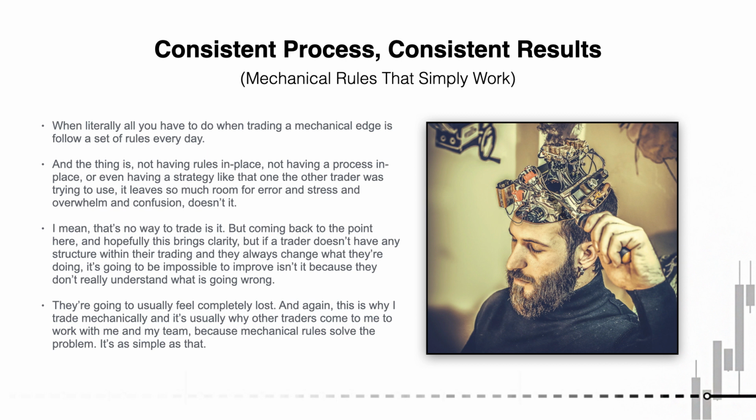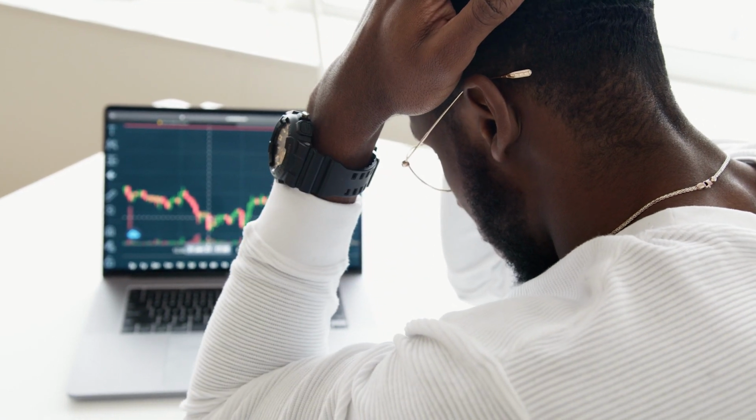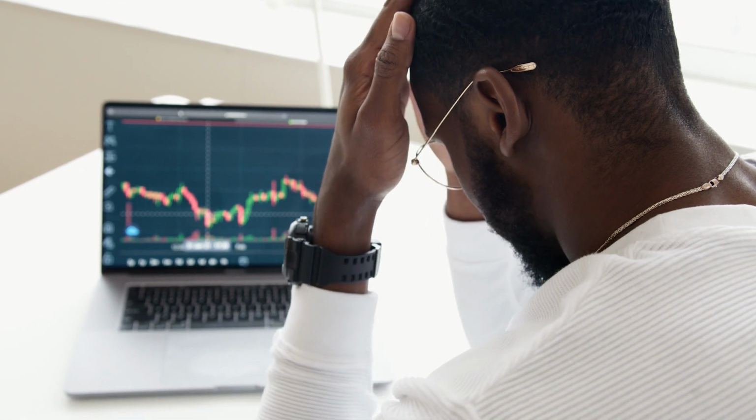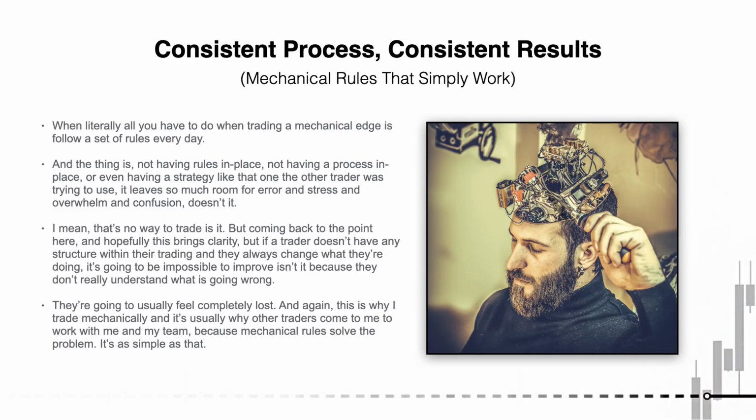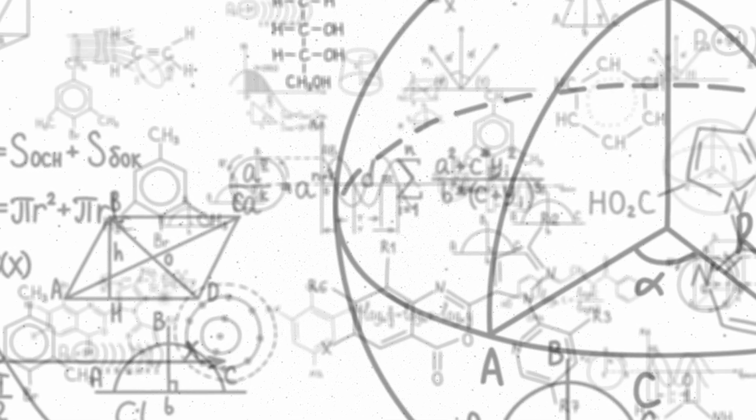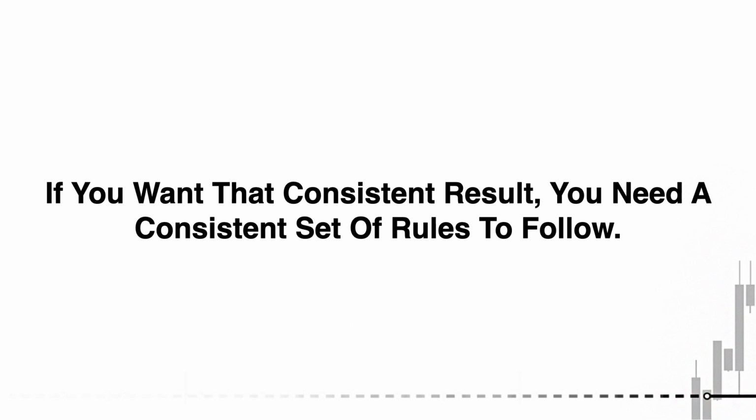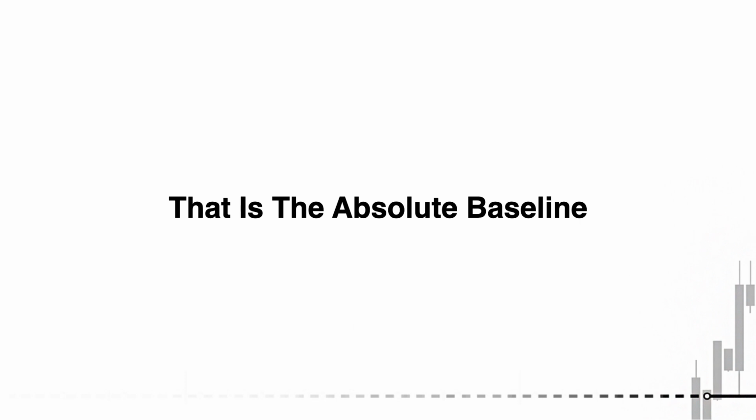So coming back to the point here, and hopefully this brings clarity, if a trader doesn't have any structure within their trading and they always change what they're doing, it's going to be impossible to improve, isn't it? Because they don't really understand consistently what is going wrong. They're going to usually feel completely lost. And again, this is why trading mechanically, and why traders come to work with our team, because mechanical rules solve that problem. And it's as simple as that. If you want a consistent result, you need a consistent set of rules to follow. That is the absolute baseline.